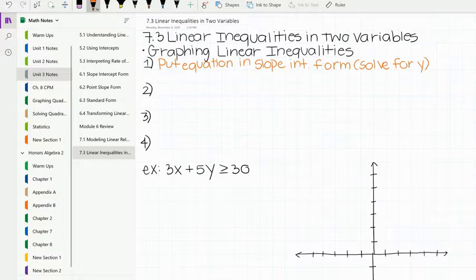Step two is to graph the points. Notice I said points and I didn't say to graph the line. So when you do this, you are going to be ignoring the inequality sign completely.